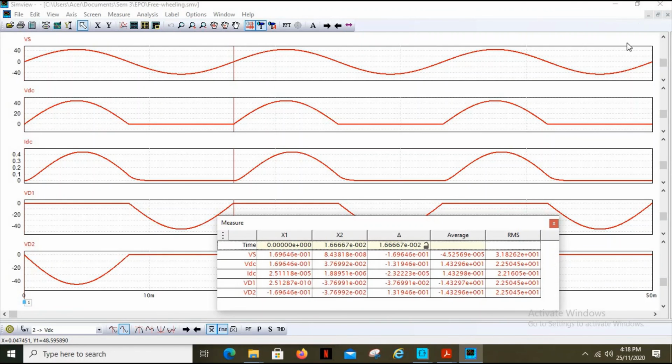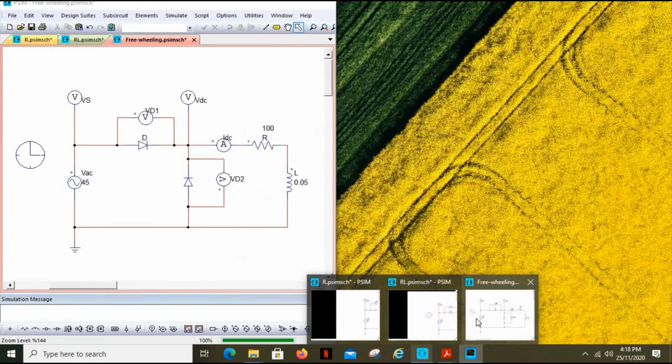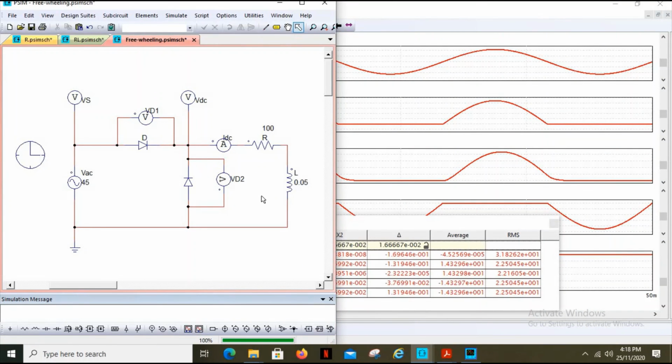This setup is for the resistor of 100 ohm. For the 25 ohm, we can just change it here, and then the values will be a bit different. So that's all from me. Thank you very much.